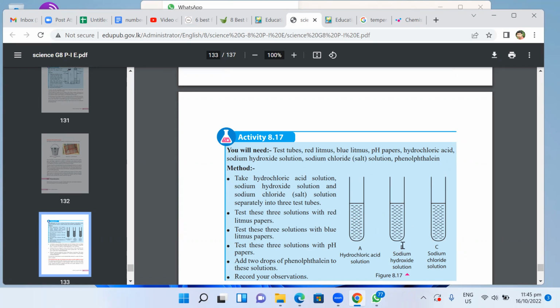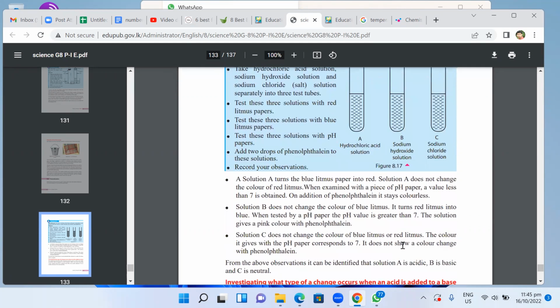So then this one, base. When it is a base, blue litmus will not change. Then red litmus will change the color to blue. Okay, what about C? C does not change, sir. No color change, and it will remain as it is. It is also given right here.